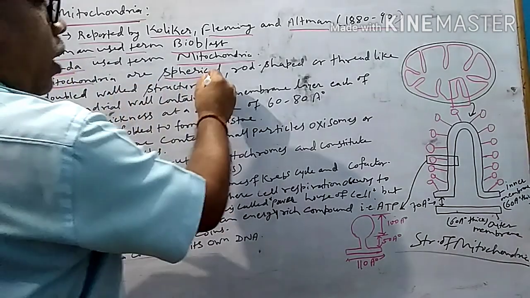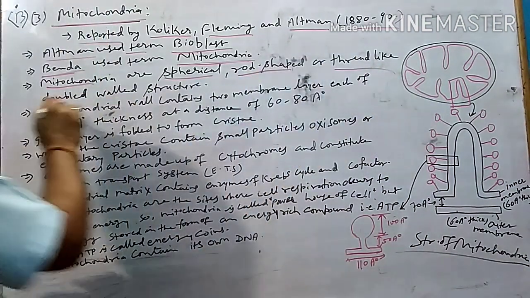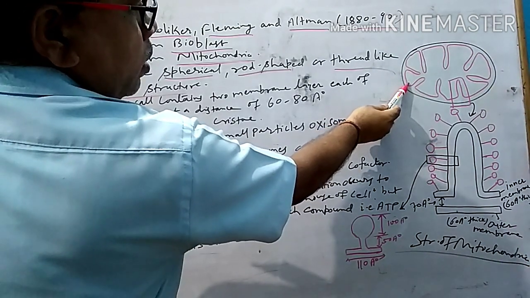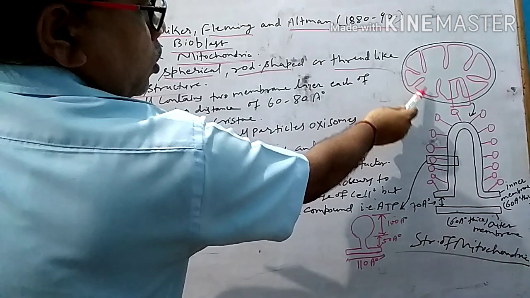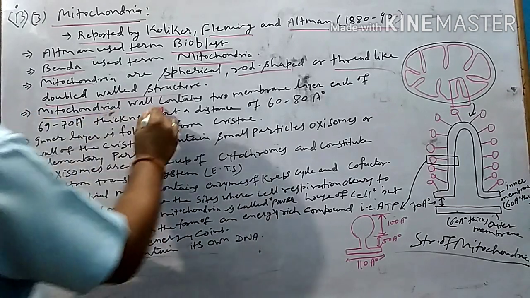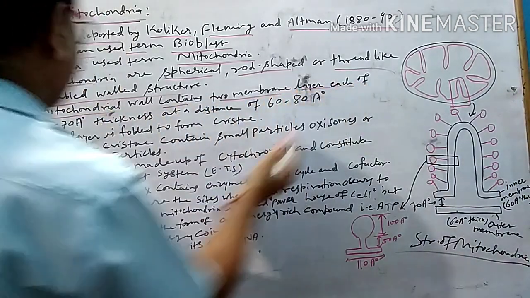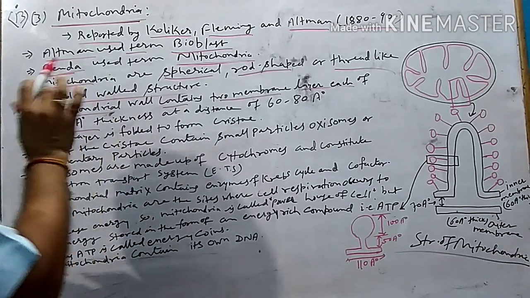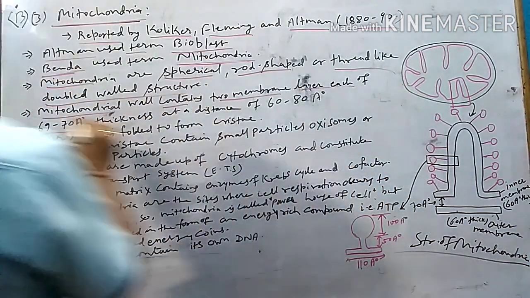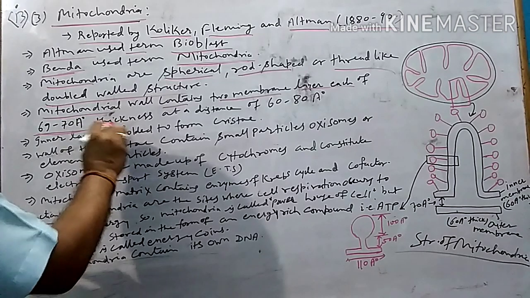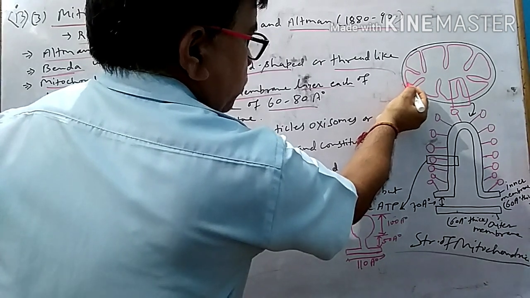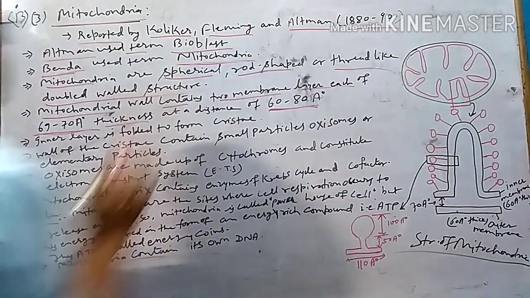Mitochondria are spherical, rod-shaped or thread-like double-walled structures. So this is the double wall. This is the outer layer, this is the inner layer. The inner layer is a folded structure and this folded structure is called cristae. So the mitochondrial wall contains two membrane layers, each of 69 to 70 angstrom thickness, at a distance of 60 to 80 angstrom in between both.